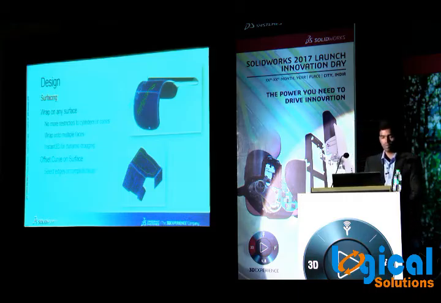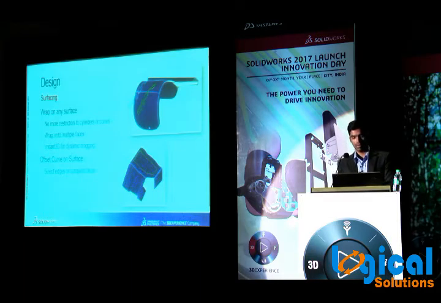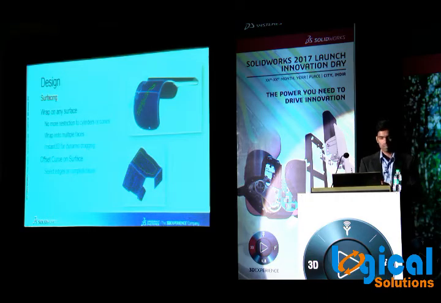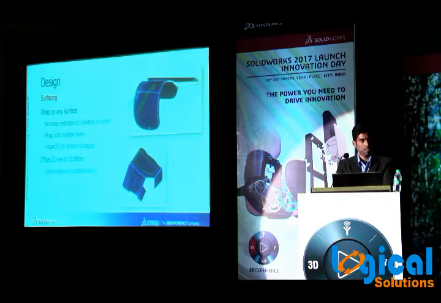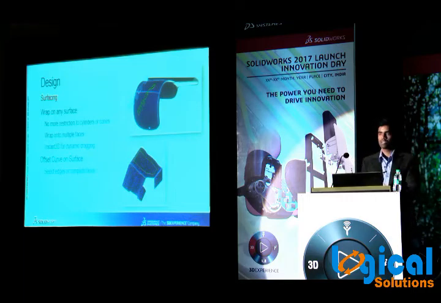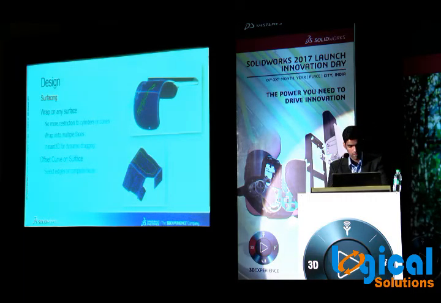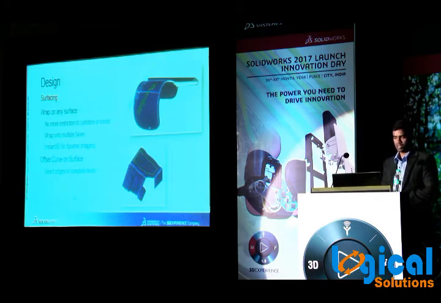So we have seen wrap on any surface. There are no more restrictions, like I already discussed. Previously we could wrap only on cylinders or cones, whereas now we can wrap on any complex surfaces. Wrap also works on multiple faces, as we have seen, where we selected multiple surfaces and dragged it using Instant3D. With the offset curve, we removed the material by taking the offset curve directly. We also have an option added in sketching. So this is what we have about surfacing.